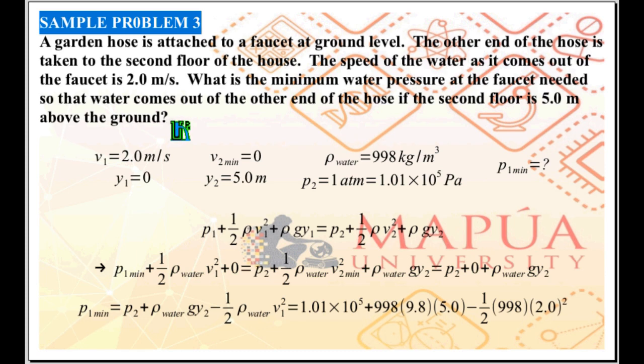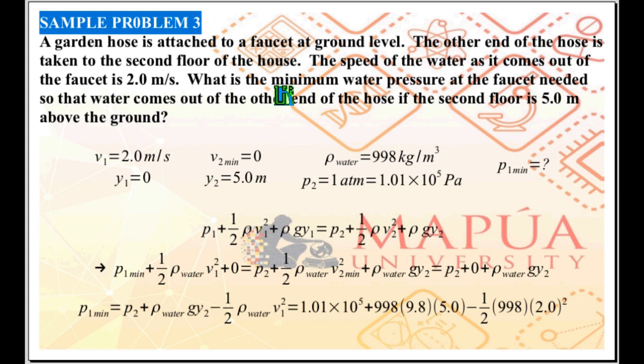So we have two positions here. The position one, one end of the garden hose at the faucet at ground level, and then the other end of the hose at the second floor of the house. So the first position is at the faucet at ground level. The speed of water at that position is 2 meters per second. So let V1 be equal to 2 meters per second. The faucet is at ground level, so let Y1 be equal to 0.